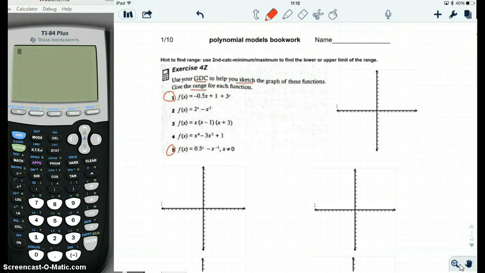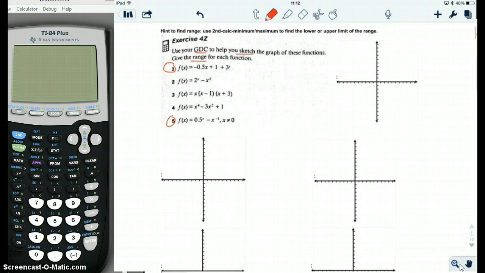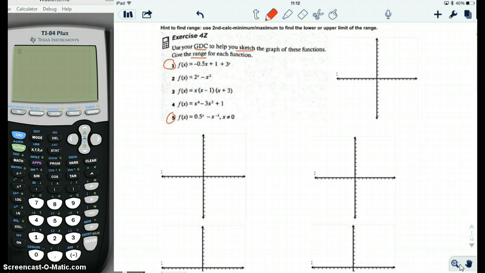Polynomial models bookwork, exercise 4Z. Use your GDC to help sketch the graphs of these functions. Give the range for each function. So I'm going to do these two, number 1 and number 5. So I'll put number 1 here.